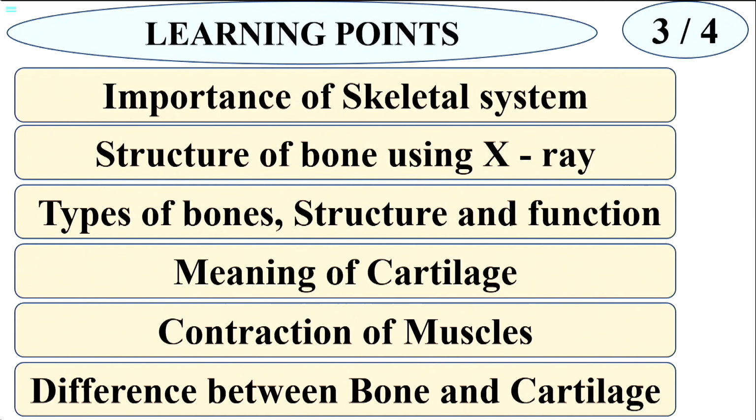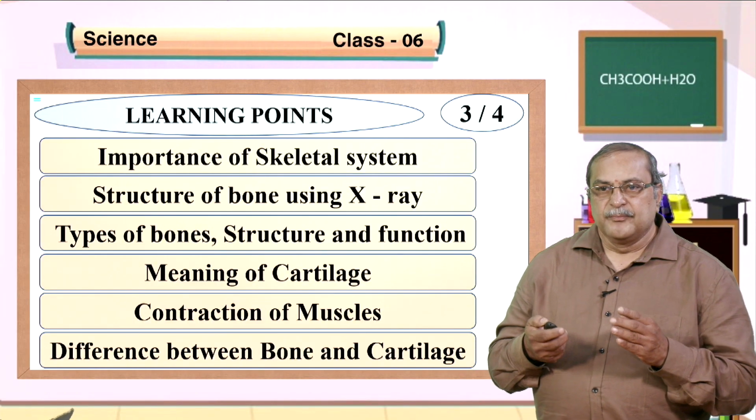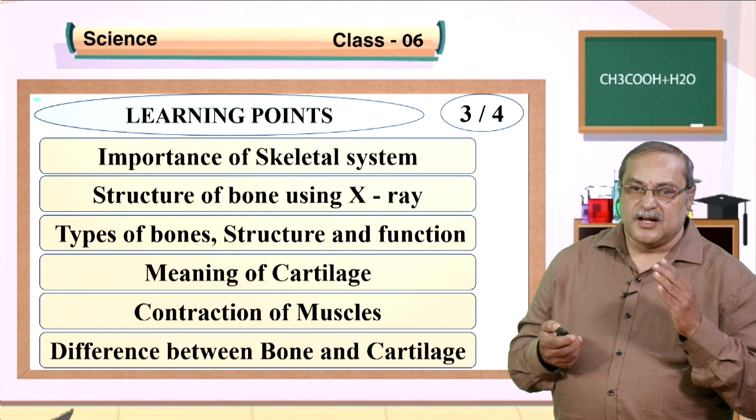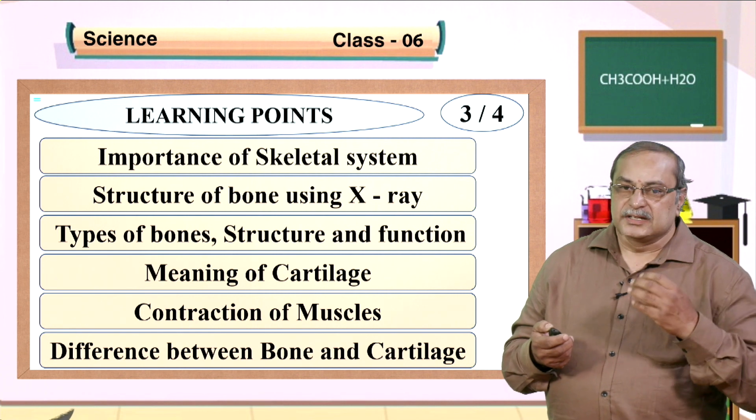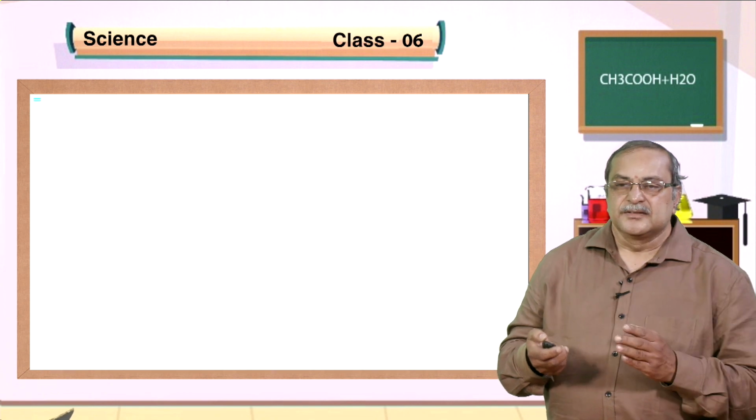In the third session, we are going to have the importance of the skeletal system, structure of bone using X-rays, types of bones, structures and functions, meaning of cartilage, contraction of muscles, and difference between bone and cartilage. So these are the things in the third session.